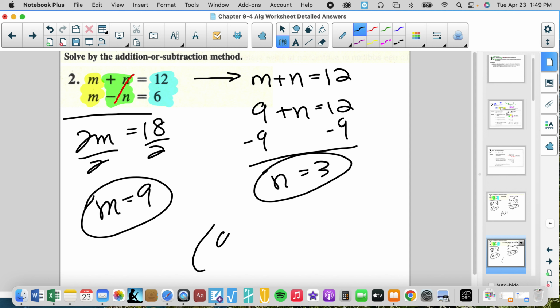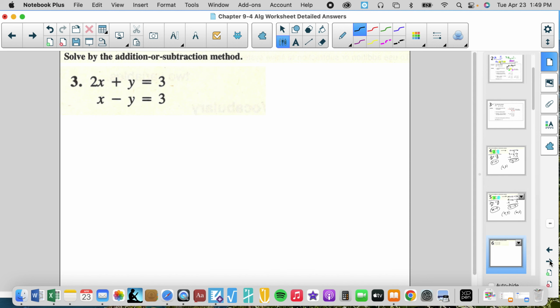So mn, my coordinate is going to be alphabetical order, so I'm going to put my m value before my n value. I look and see, yes, this works.